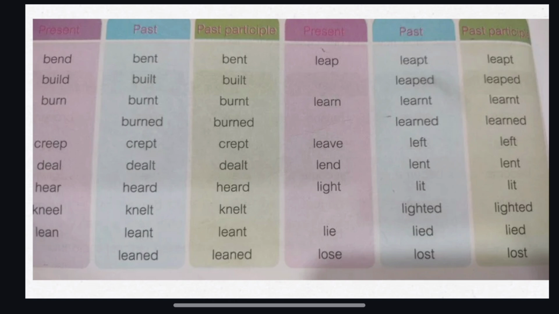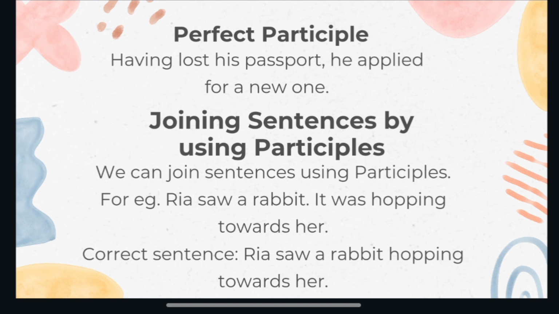Next, we talk about perfect participle. In addition to present and past participles, we have perfect participle also. Having lost his passport, he applied for a new one. What does this sentence actually mean? This sentence actually means after losing his passport, when he already lost his passport, he then applied for a new one. This is an example of perfect participle where the action has already been completed at some point of time in the past.